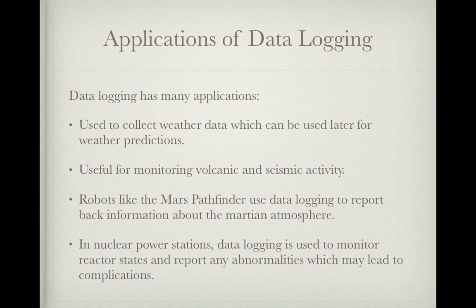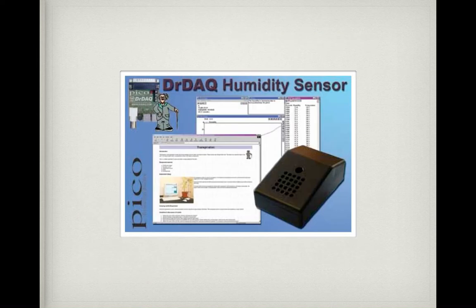Applications of data logging. It is used to collect weather data, which can be used later for weather predictions. It's also useful for monitoring volcanic and seismic activity. Robots like the Mars Pathfinder use data logging to report back information about the Martian atmosphere. One of the more practical applications is in nuclear power stations. Data logging is used to monitor reactor states and report back any abnormalities which may lead to complications, so that way the supervisor doesn't have to be constantly monitoring. The system does that for them, so that way they can respond in kind if there's any kind of emergency.